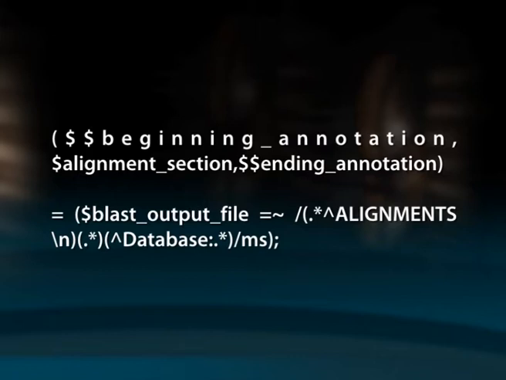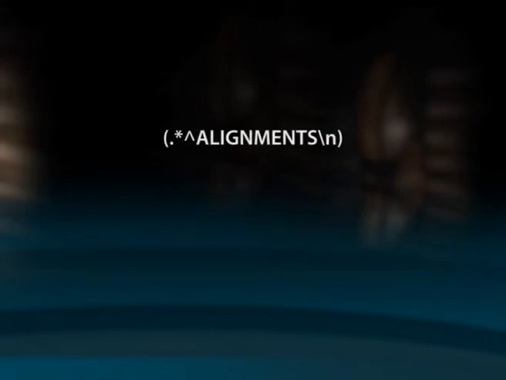/ within brackets, then alignments \n, and in the next brackets, and in the final bracket symbol database, closing with /ms. The pattern match contains 3 parenthesized expressions. The first expression, up to alignments \n, is returned into $$beginning_annotation. The next parenthesis is saved in $$alignment_section, and the final parenthesis, starting at database, is saved in $$ending_annotation.